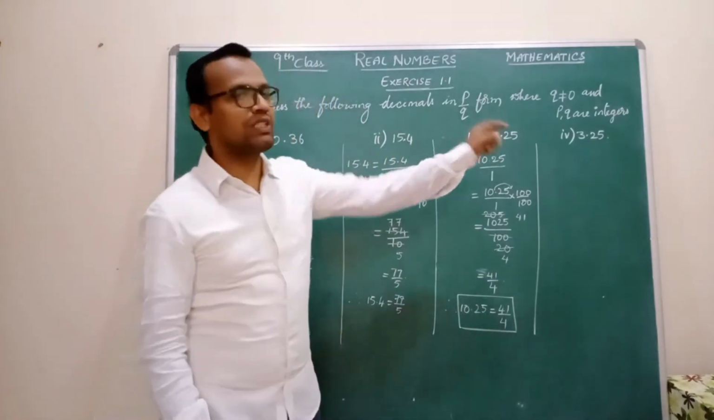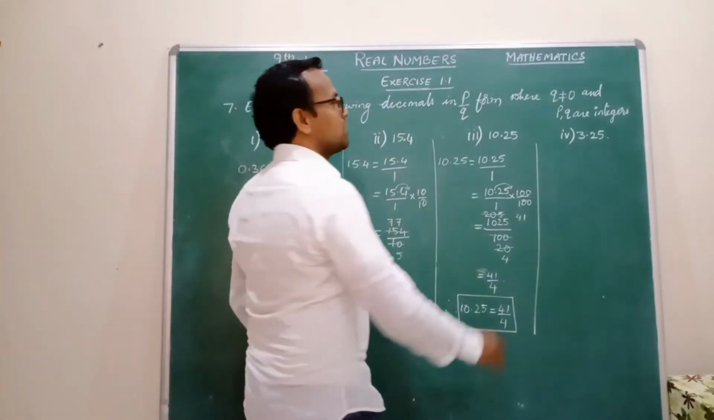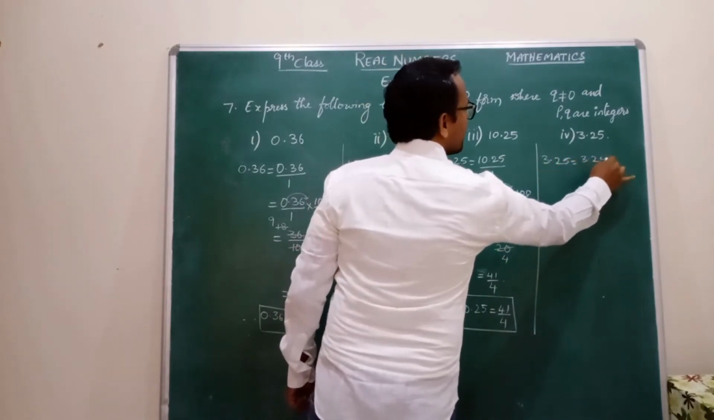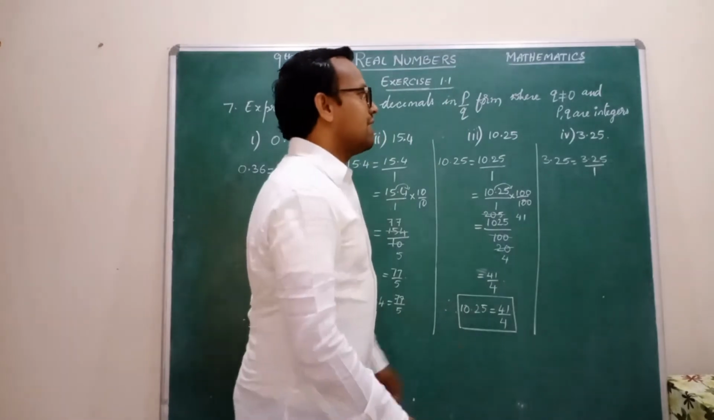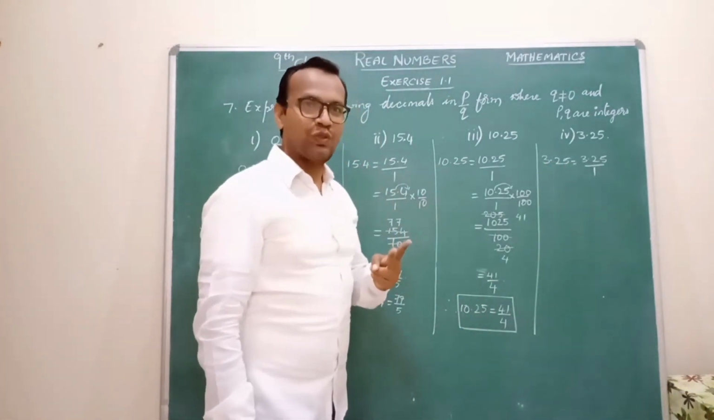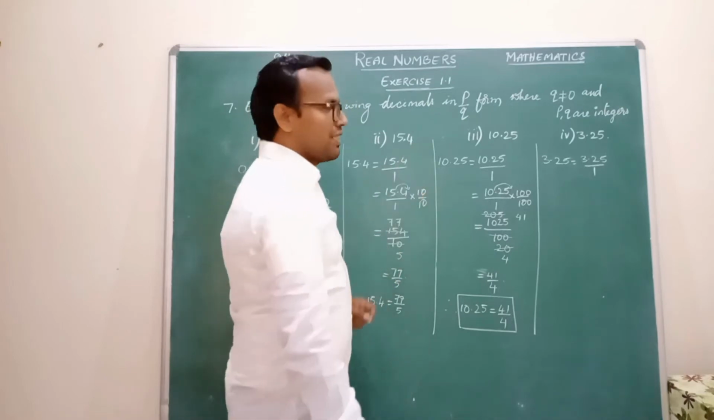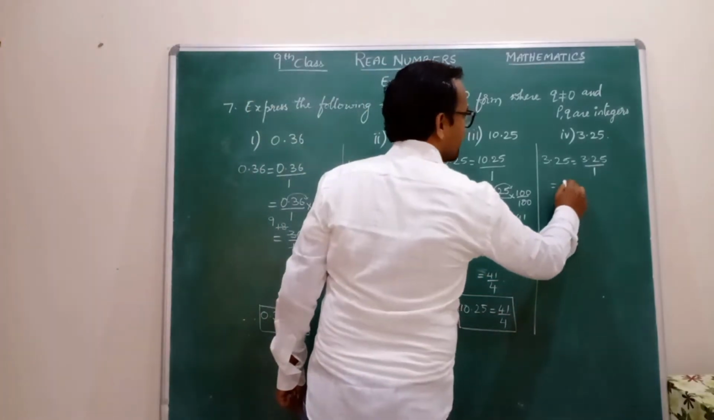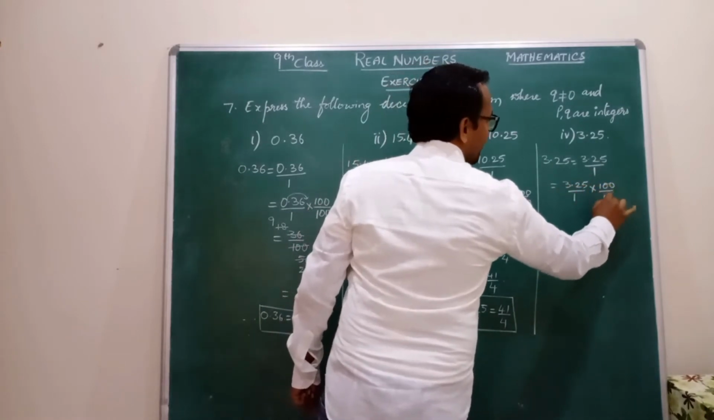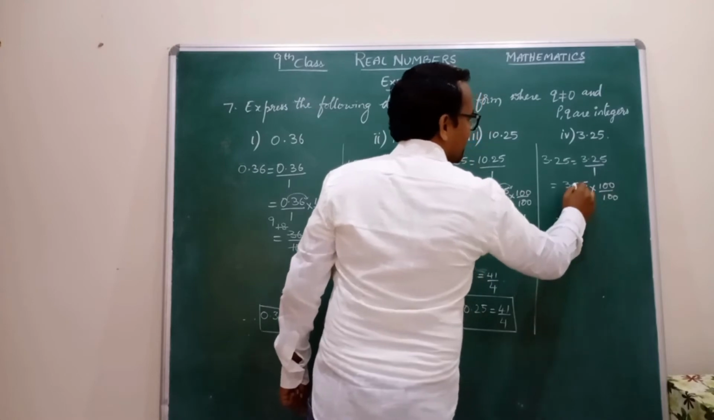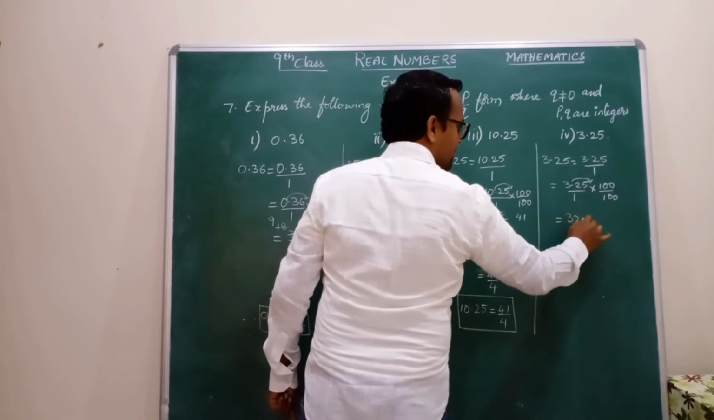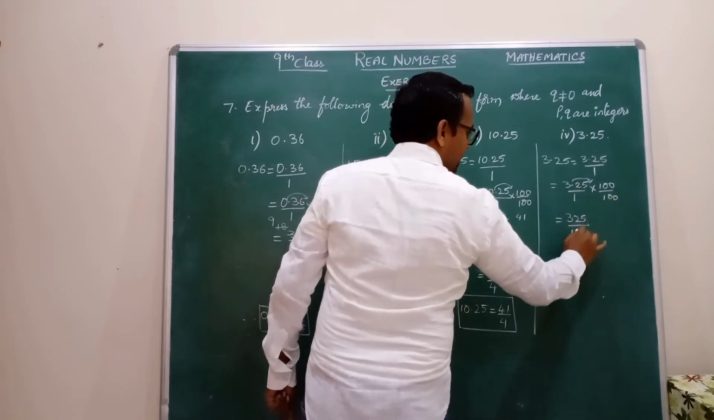Alright, now we'll go with the fourth one, 3.25. Write 3.25 as 3.25 by 1. Now after the point, two places are there. So 10 power 2 means 100. Multiply both the numerator and denominator with 100. 3.25 by 1 into 100 by 100. So the point moves two places, 1, 2. After 5 it comes. So 325 by 100.